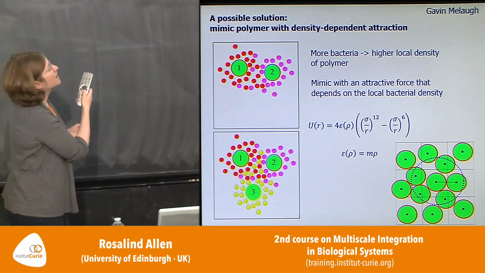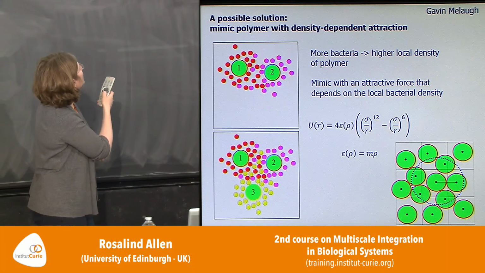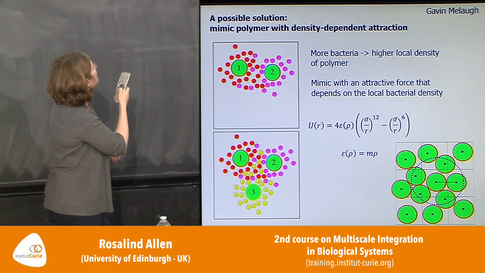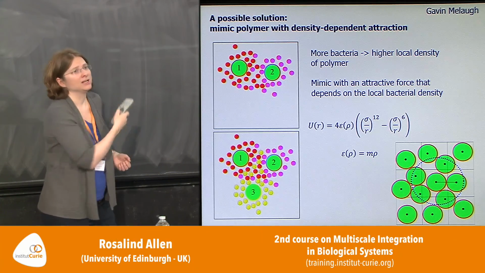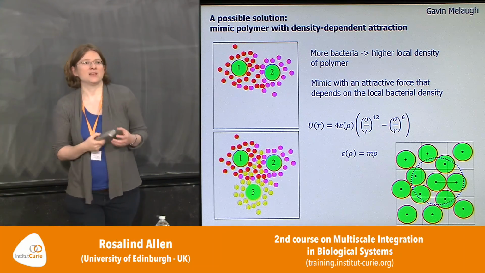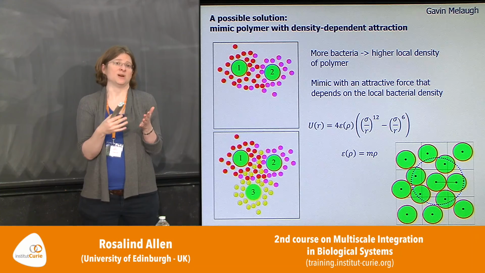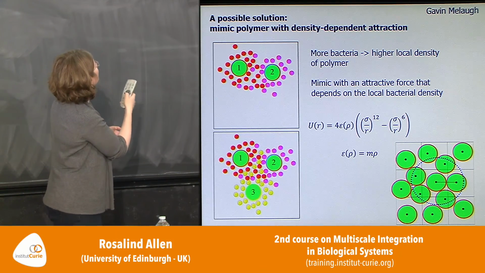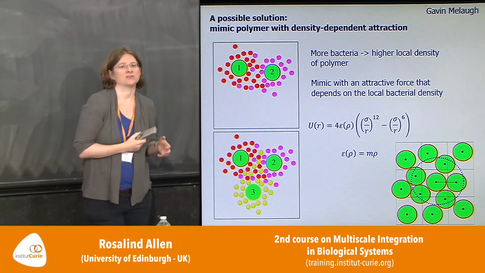But it's going to be a kind of complicated interaction, because if you think about it, if a third bacterium comes along here, and it starts to produce its polymer molecules, then the density of polymer molecules in between these two bacteria is going to increase. So this interaction between the bacteria is going to be dependent on the local density of other bacteria, because the more surrounding bacteria there are, the higher the polymer density we expect to be, and so the stickier the interaction is going to be.